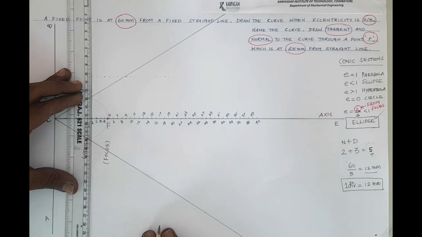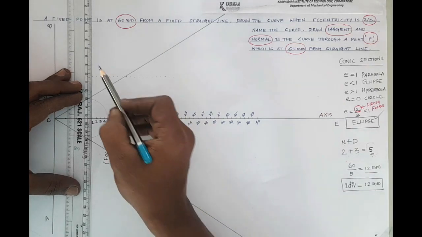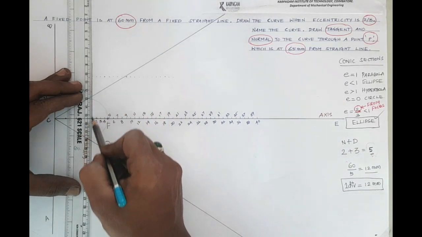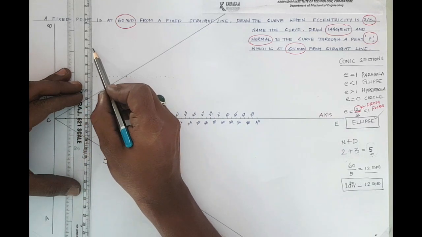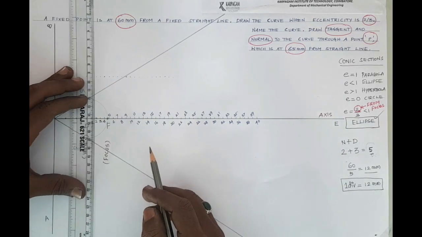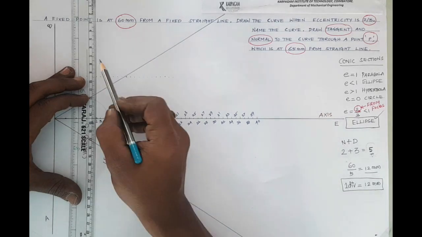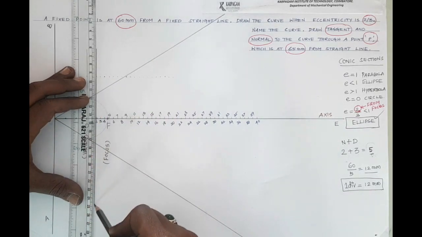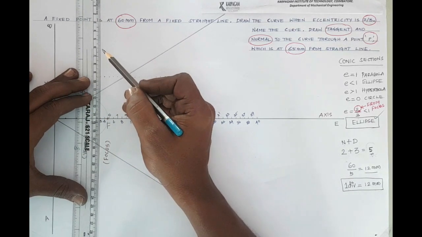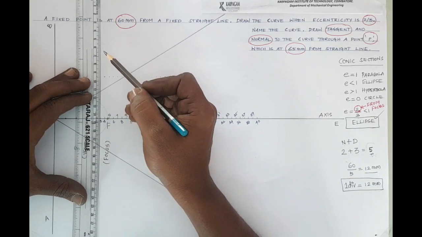perpendicular points. So now I'm going to join each of these perpendicular points with its respective axis point.